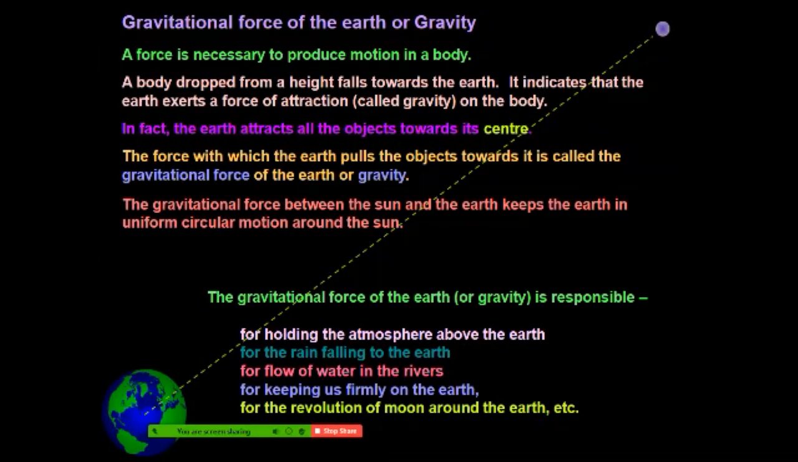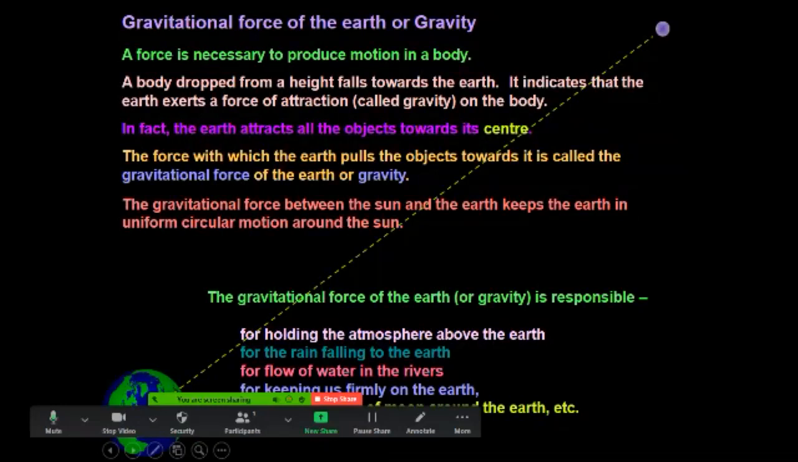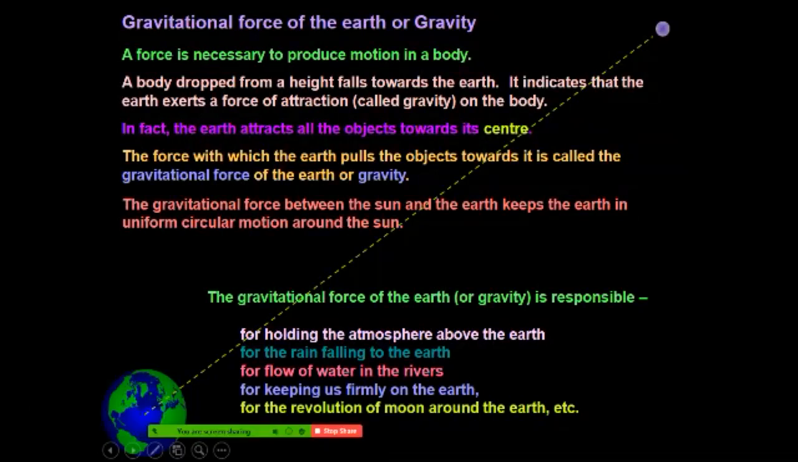The gravitational force between the sun and the earth keeps the earth in uniform circular motion around the sun, students. So this is the gravitational force of the earth, or gravity. If I talk about the gravitational force of the earth, it is responsible for holding the atmosphere above the earth.